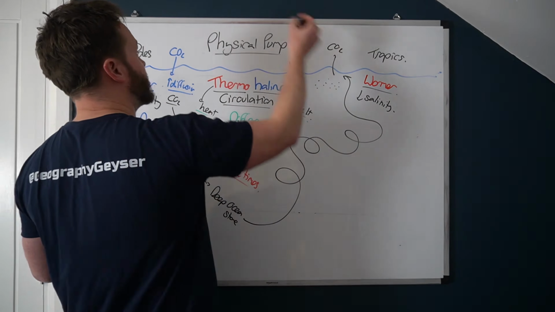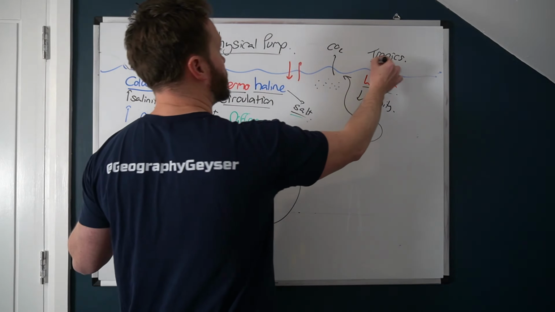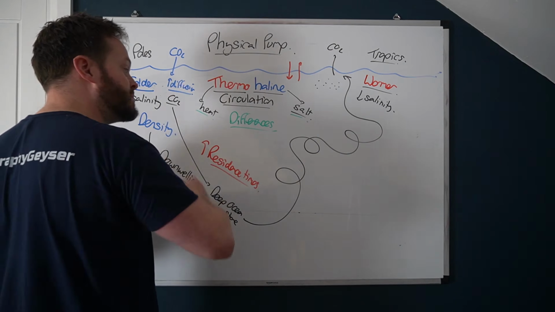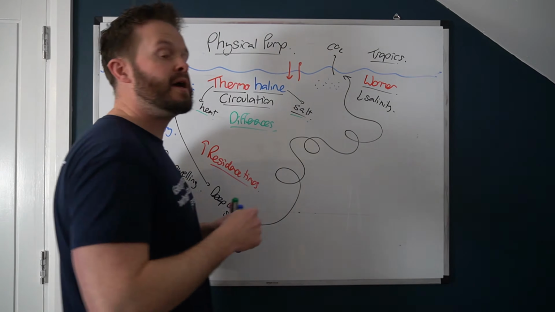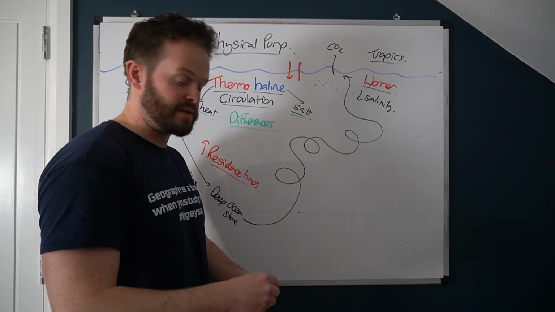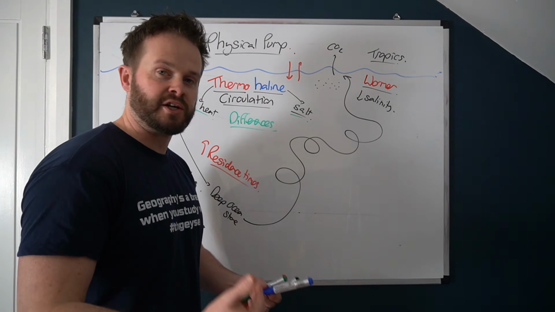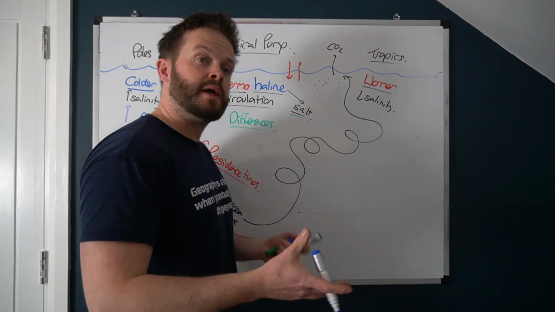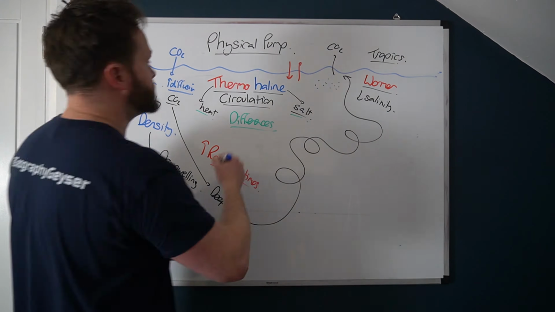So it's kind of like this balanced input and output when it goes to the tropics again. But the time scales over which this takes place maintains the levels of carbon dioxide in the atmosphere that we have, well, that we have naturally before we started to put more CO2 in the atmosphere from the combustion of fossil fuels. So this is your physical pump.